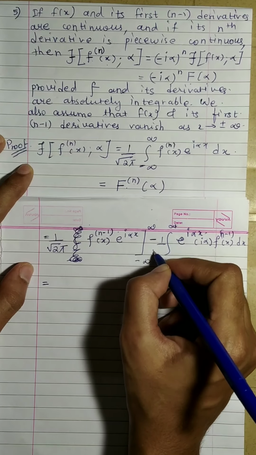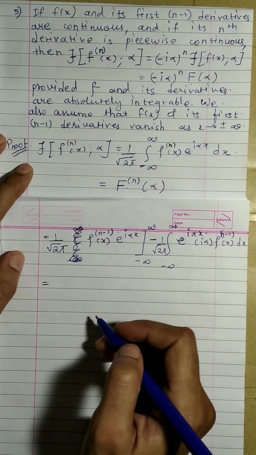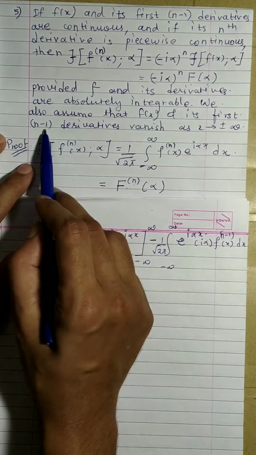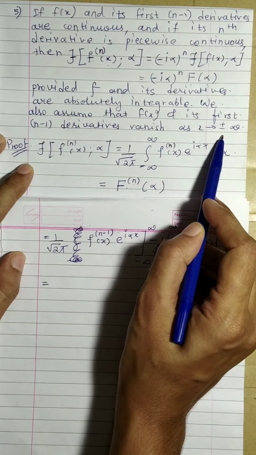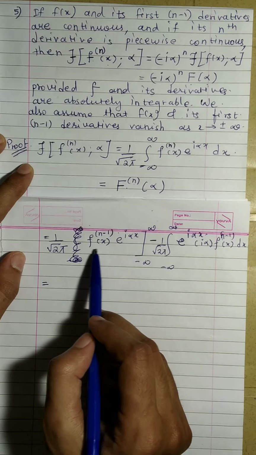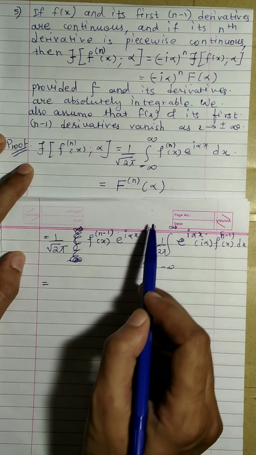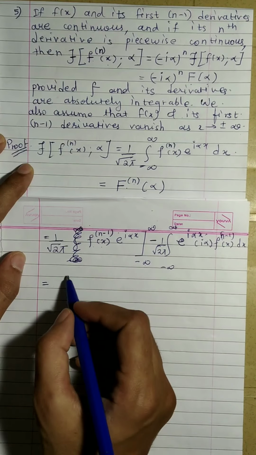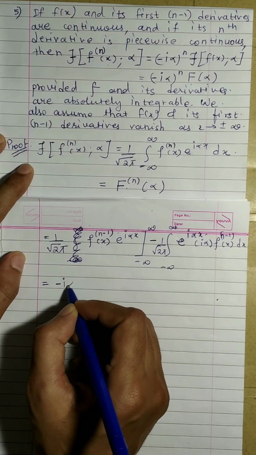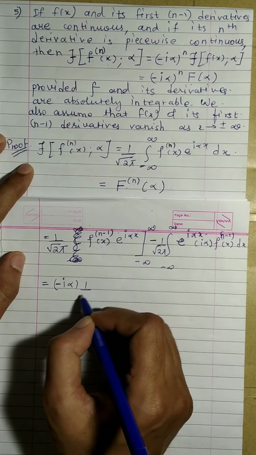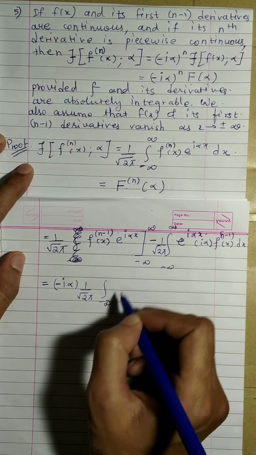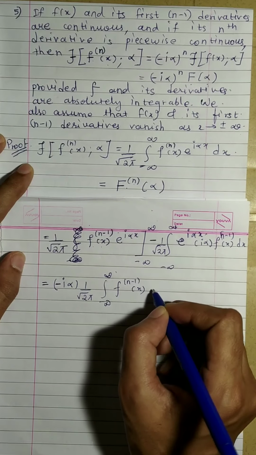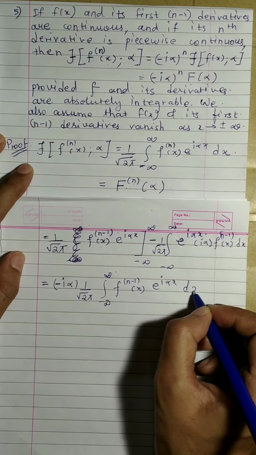So 1 upon root of 2 pi. We have assumed that f(x) and its first n minus 1 derivatives vanish as x goes to plus or minus infinity. So this is the n minus 1th derivative of the function f(x), with x going from minus infinity to infinity. This quantity will vanish and we will be left with minus i into alpha into 1 upon root of 2 pi, integral from minus infinity to infinity, f n minus 1 of x, e raised to i alpha x dx.